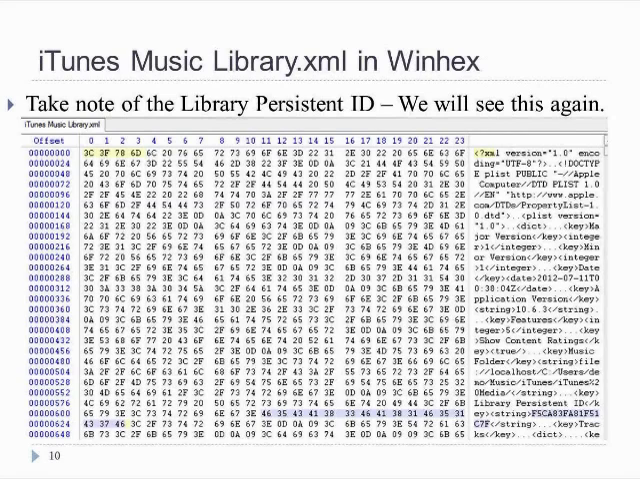Now what we're mainly concerned with here is, if you look on the bottom right at the library persistent ID, it's a specific ID for this particular iTunes library. Each iTunes library has its own library persistent ID, and we're going to see it in many different areas. If you're looking at the XML file in hex view, it's not in any particular offset, but you can certainly search for it. It is an ASCII value, and again, we're going to be seeing this pop up in many different areas of our forensic analysis of iTunes.